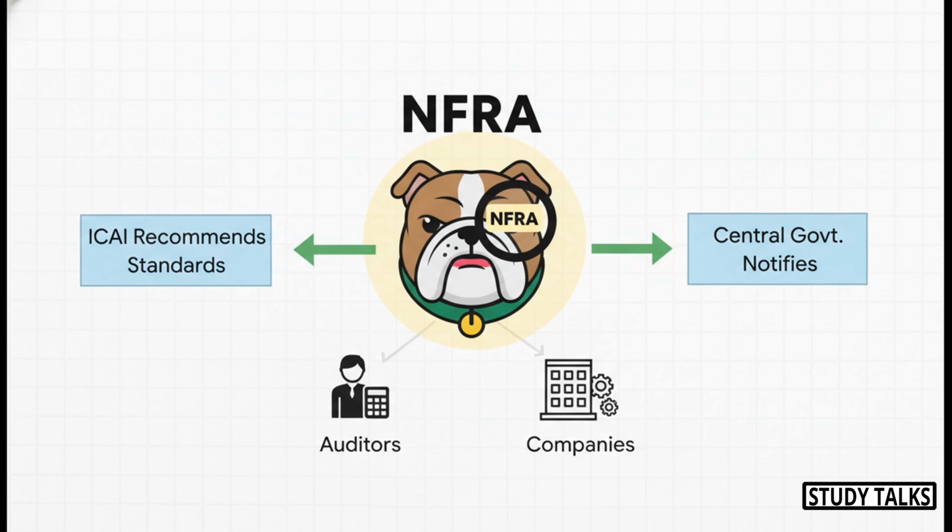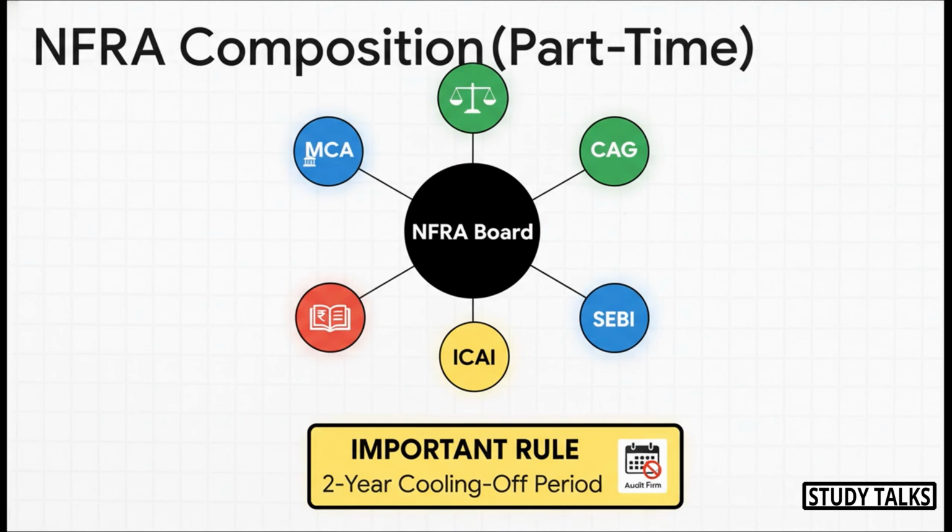Get this. Even when ICAI comes up with a new accounting standard, it has to go to NFRA for review before the government makes it official. That's some serious power. So who's on this board? It's a real who's who. You've got people from the MCA, the CAG, the RBI, and SEBI. The ICAI president is there too, along with the heads of the accounting and auditing standards boards. It really shows you how connected NFRA is.